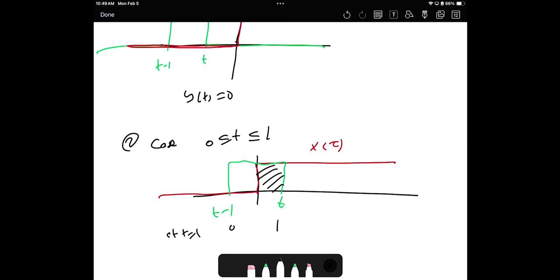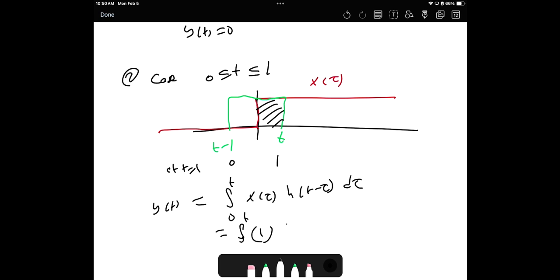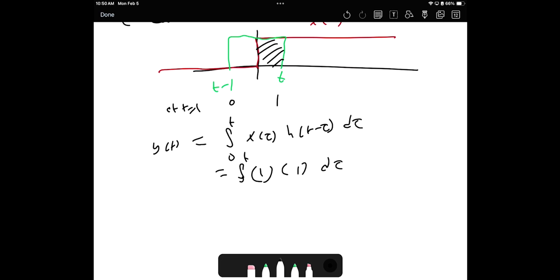That's what I mean. So how can we do this analysis? Basically, you will say y of t equals the integral between 0 and t of x of tau h of t minus tau d tau. Now, x of tau during this area is equal to 1, times h of t minus tau equal to 1, d tau. So the answer will be the integral of 1 from 0 to t d tau, which is t, times u of t. That's the second thing.